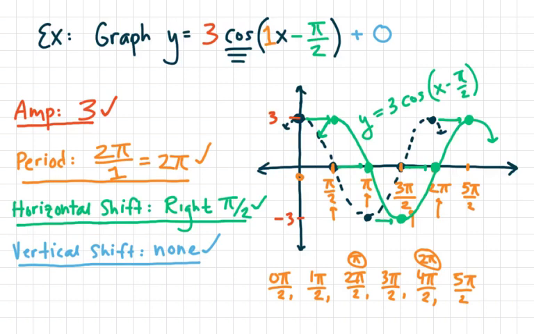So this is one way you can graph transformations of sine and cosine. You can plot the base curve and then make adjustments. But if you're interested in another way, just ask and we can surely talk about some options. I hope this helps.